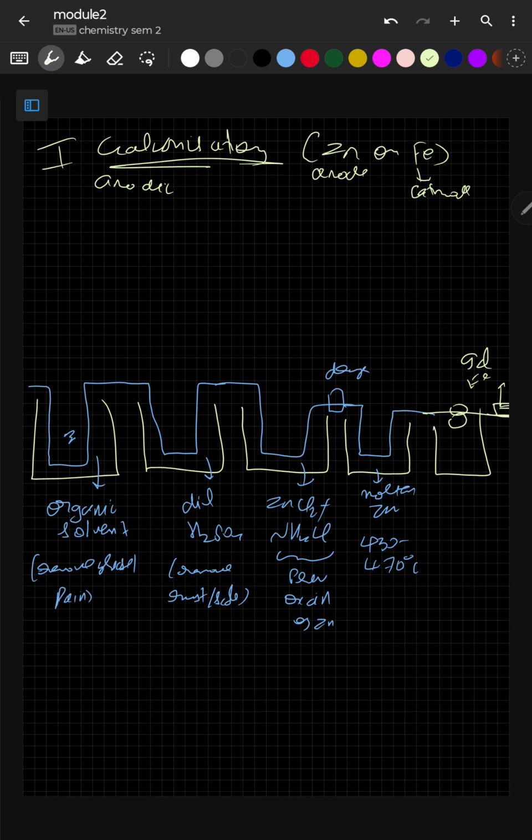This we cannot use in the food industry because the zinc is there, it is reactive. So in cool drinks and all, it's going to react. So it's going to affect the pH. So toxins will be released into the food. So galvanized iron is not used for food storage.